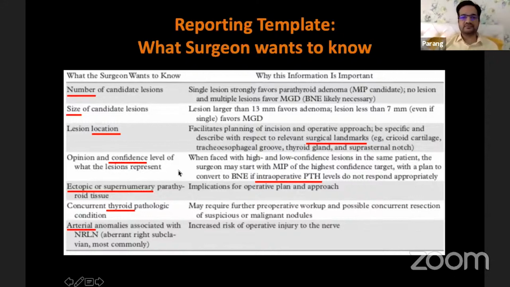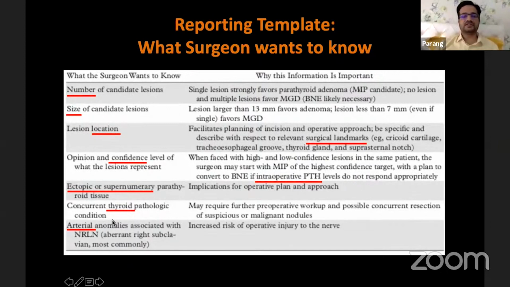The opinion and confidence level of the radiologist is important. Like I showed in some of the atypical examples, you have to say so, so that the surgeon may start with a minimally invasive surgery and do the candidate lesion surgery first, and then check the intraoperative parathyroid level. If it has not dropped, then he might have to convert to a bilateral neck exploration and look for other lesions that were not so confidently picked up. Then you look for ectopic, and we mention ectopic and supernumerary parathyroid glands. Then concurrent thyroid lesions also we describe, like I showed in the last example, that may require a separate thyroid workup, but the advantage is both can be taken care of in a single surgery.